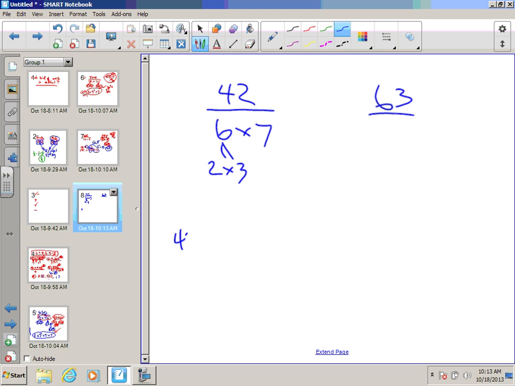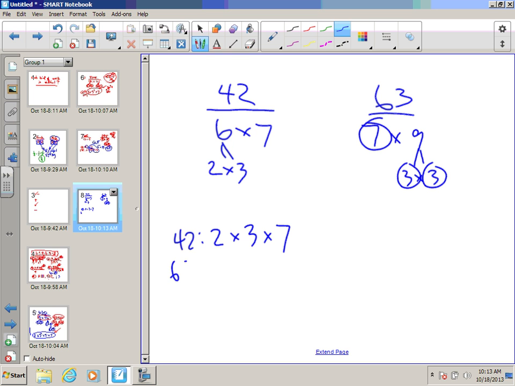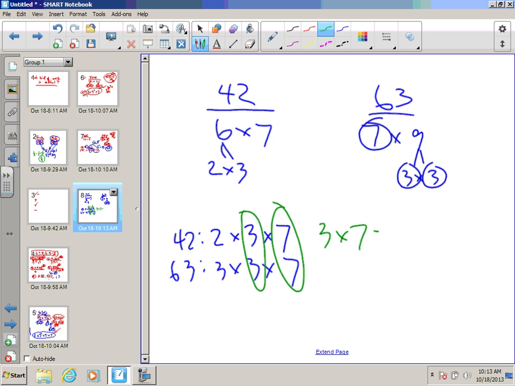So for 42, 63 is 7 times 9. So a 3, and a 7. There's our 7, but it also has a 3. 3 times 7, 21. 21 times 2, 21 times 3.